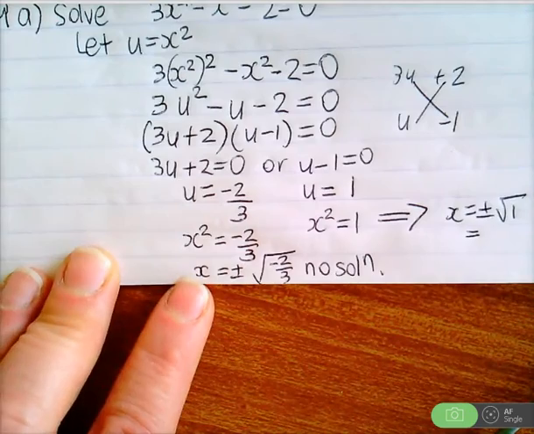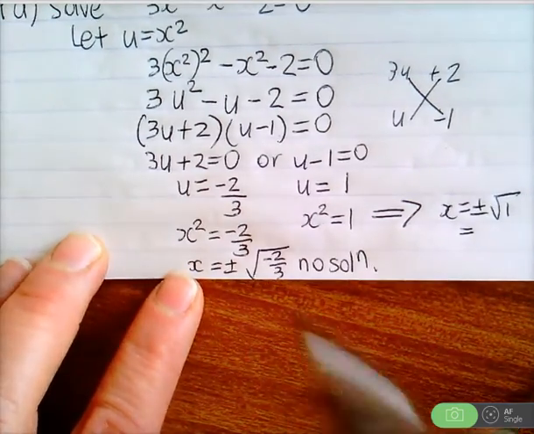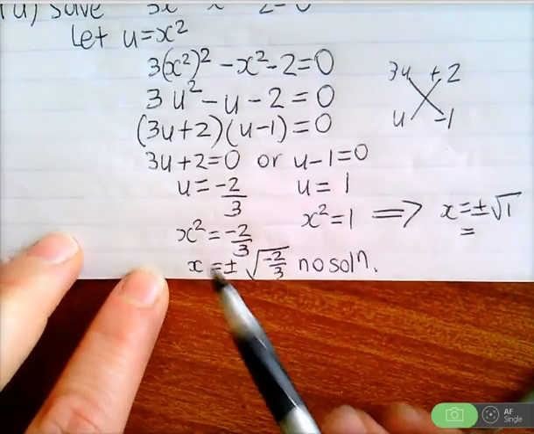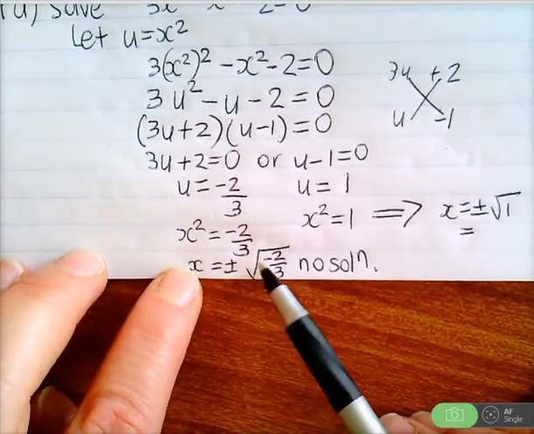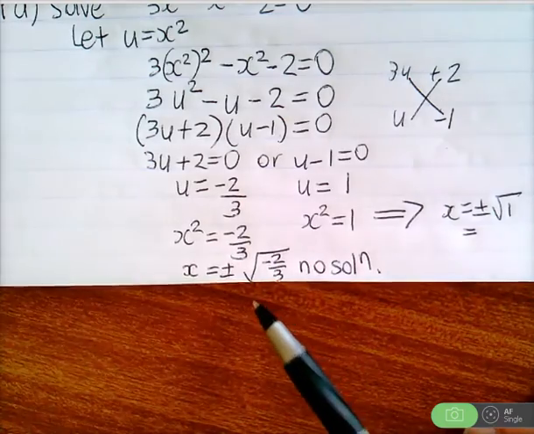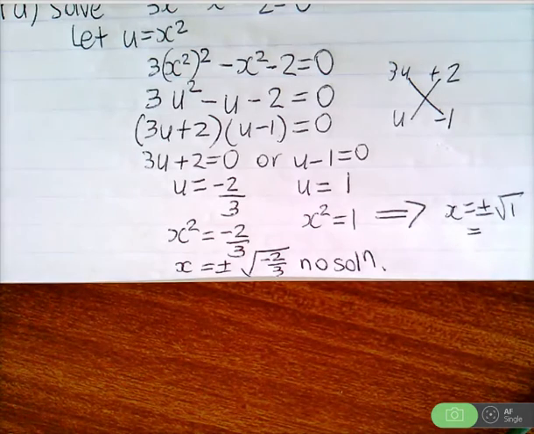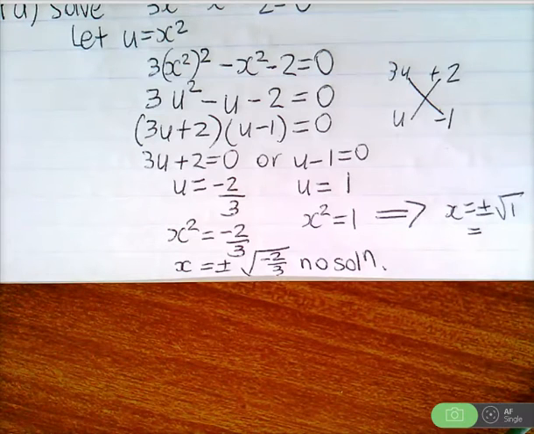So girls, if you've got something squared is a negative, you can write no solution straight away. Or you can write that x is plus or minus the square root of that. You try that on your calculator, square root of negative 2/3. You cannot square root a negative. It means something times itself will give you a negative number. That never happens because a negative times a negative is a positive, and a positive times a positive is a positive.